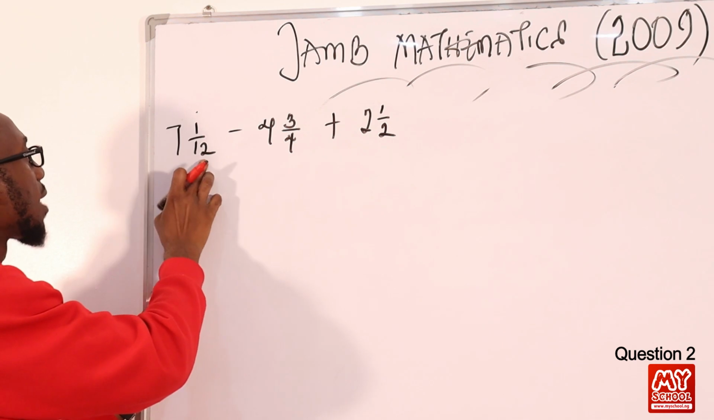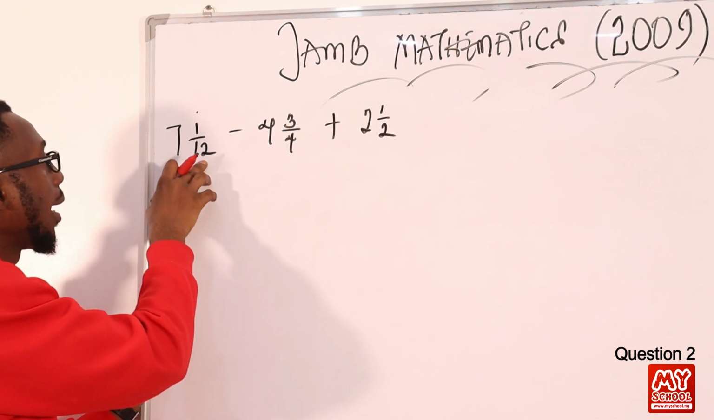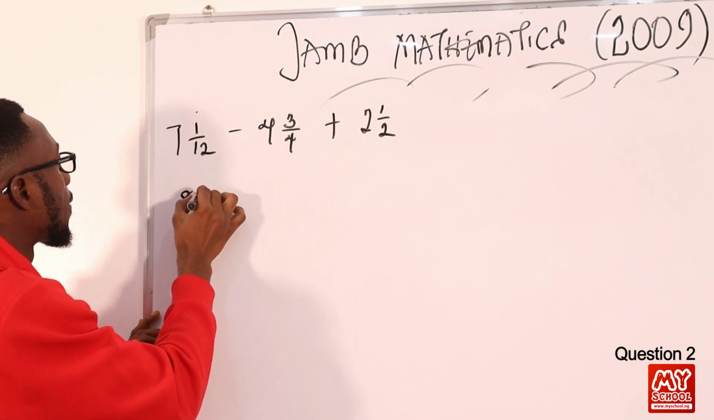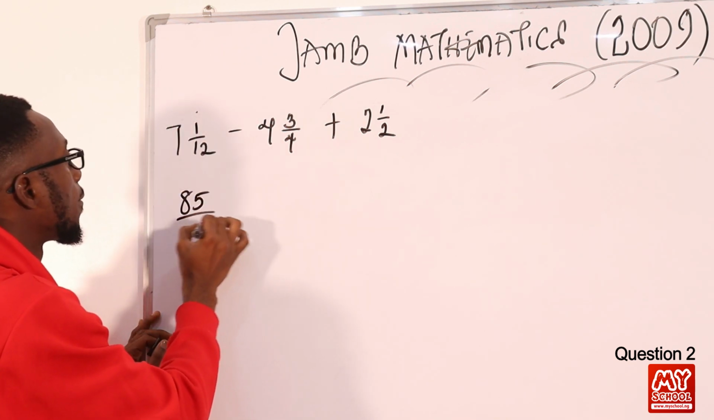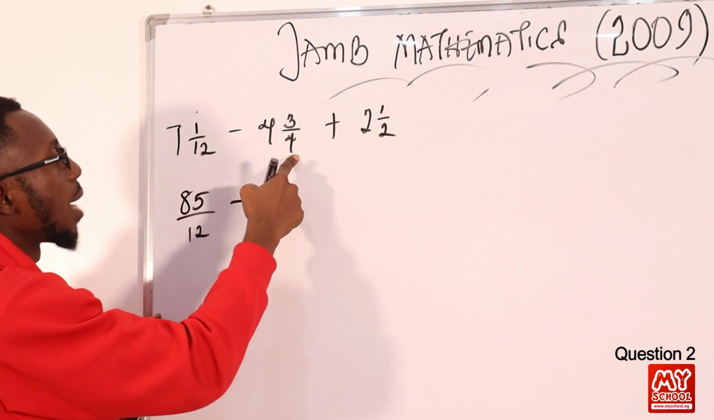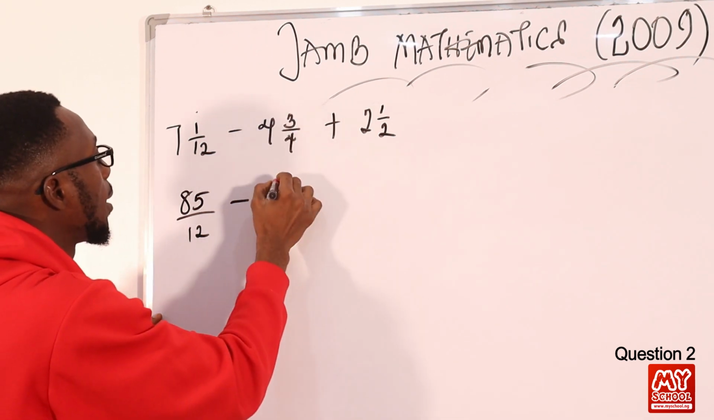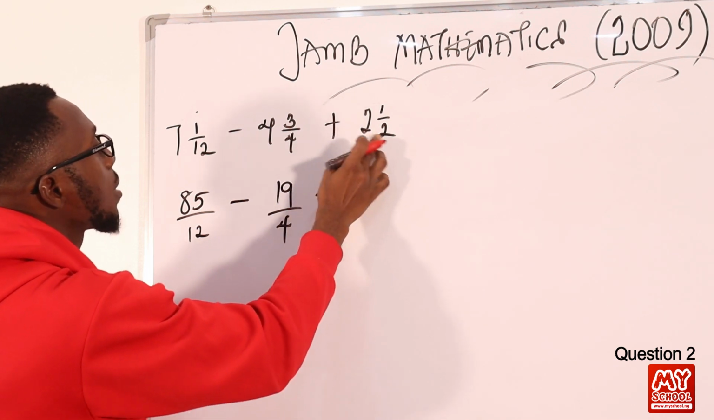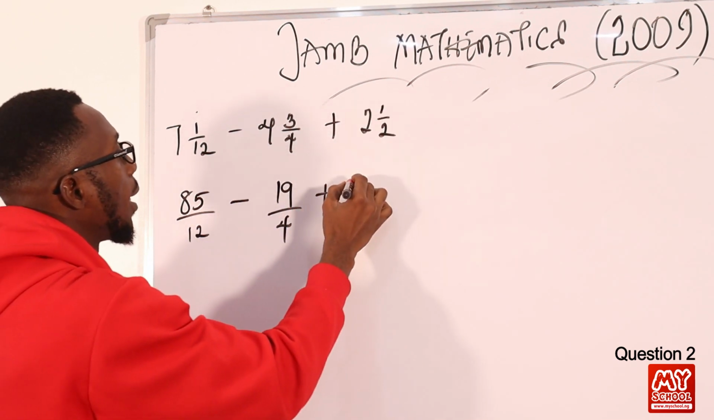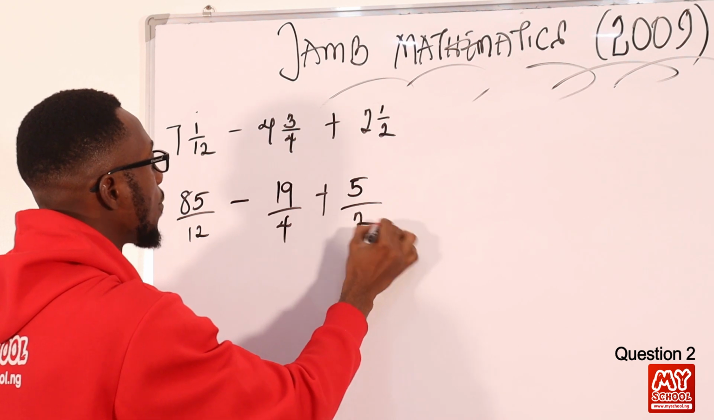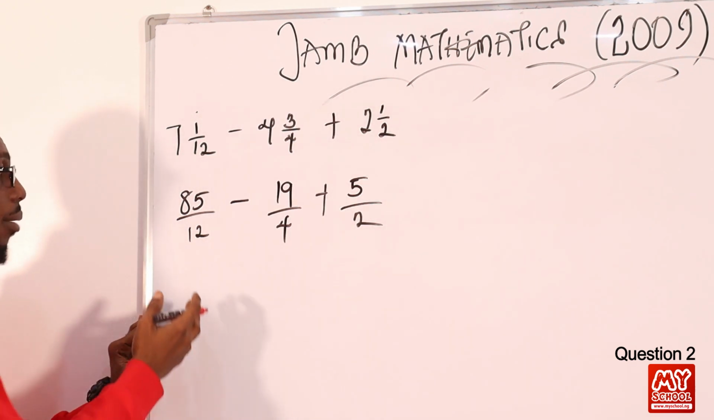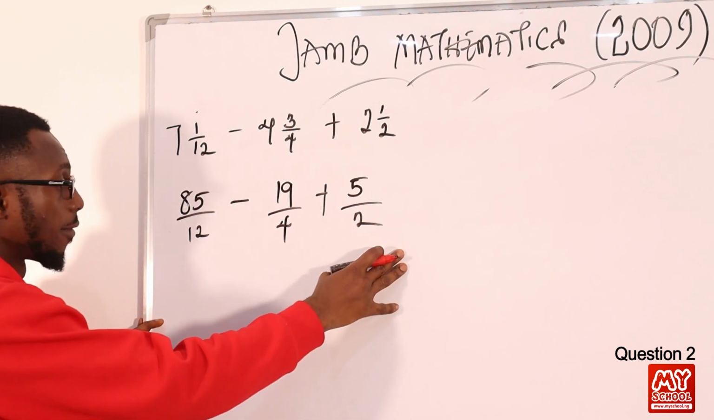So 7 times 12, that is 84 plus 1, that is 85 over 12. Then I have 4 times 4, that is 16 plus 3, that is 19 over 4. Then I have 2 times 2, that is 4 plus 1, then 5 over 2. So I have to bring them to the common denominator. So we can use 12.